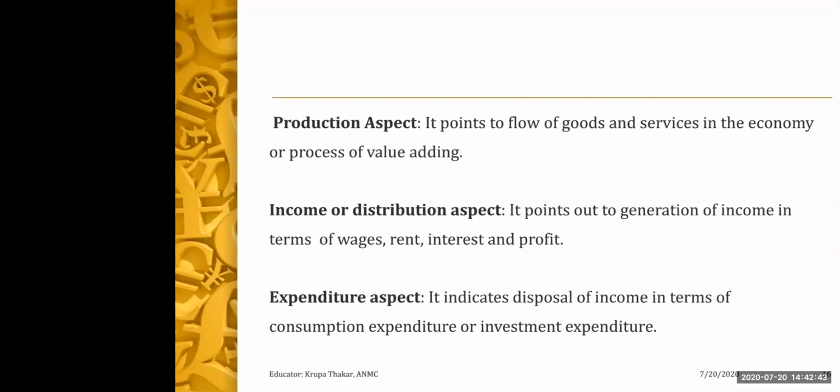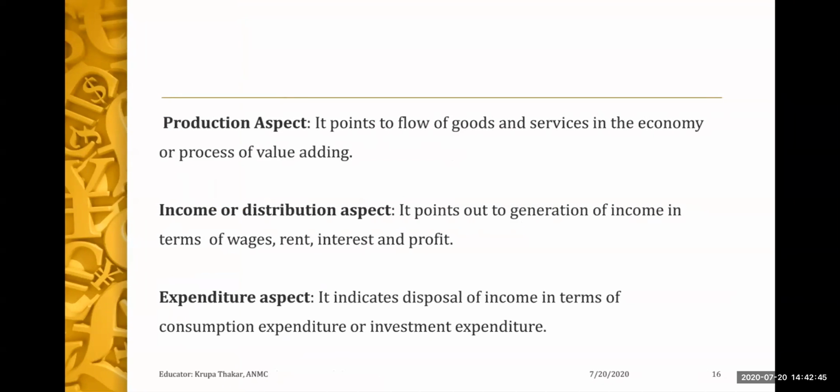There are three aspects or three methods of measurement of national income: production or value added method, income method, and expenditure method. When we talk about the production aspect, it points to the flow of goods and services in the economy, or the process of value adding. That means at every stage of production, what kind of value addition is done.